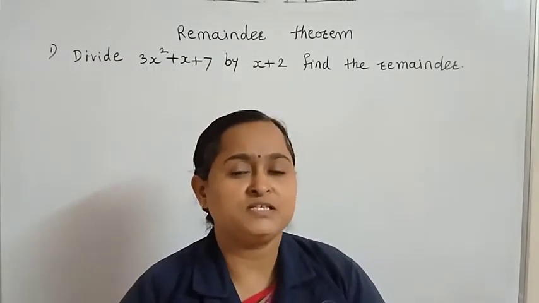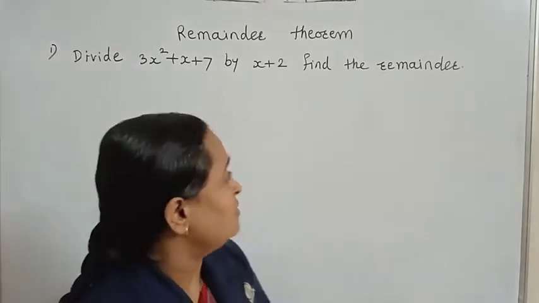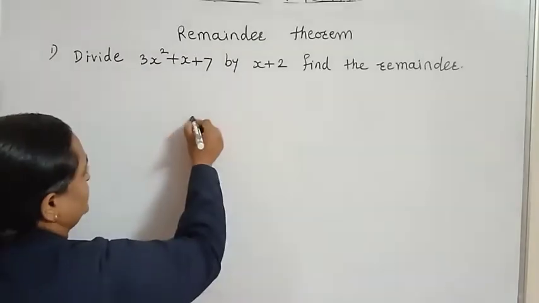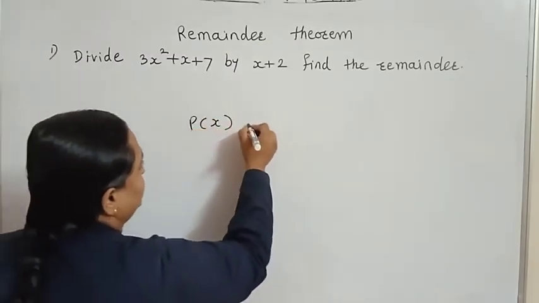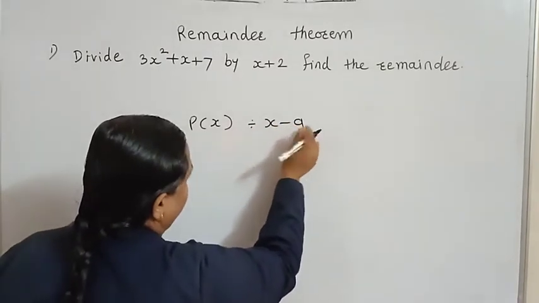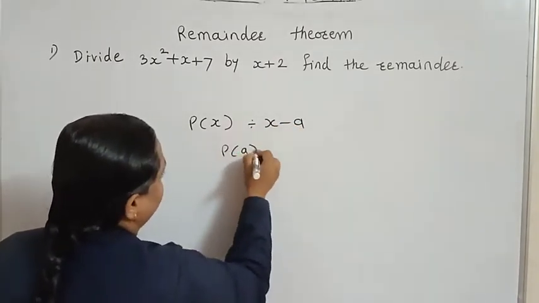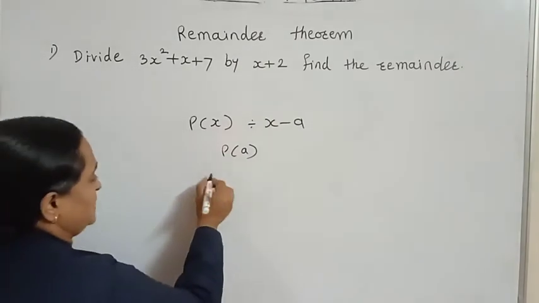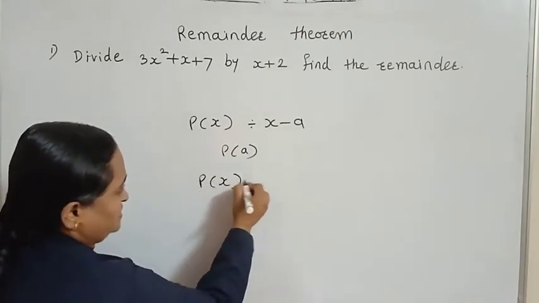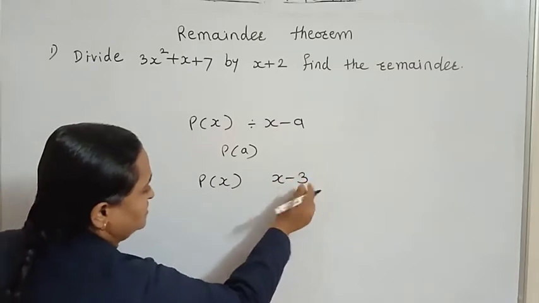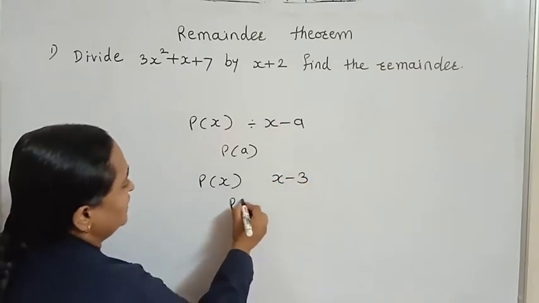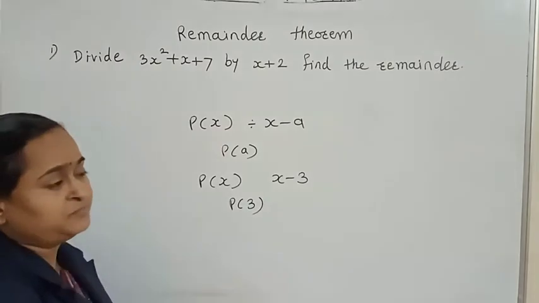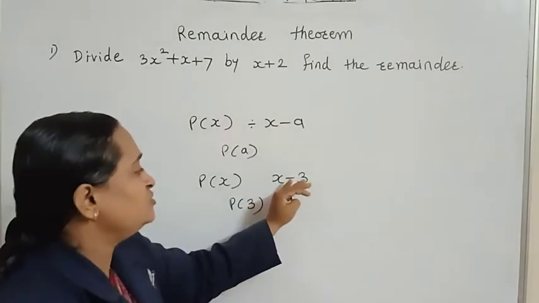Now next we will see the remainder theorem. If p of x is divided by x minus a, then p of a is the remainder of this polynomial. Now let's take an example. Suppose p of x is divided by x minus 3. Then the remainder will be p of 3. That means you have to take the opposite number of this.